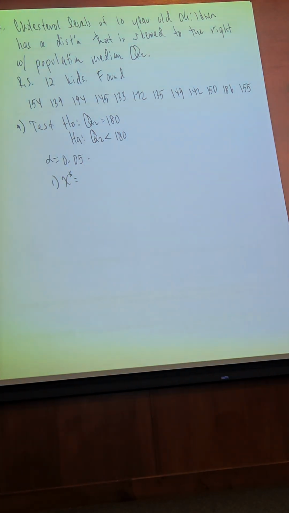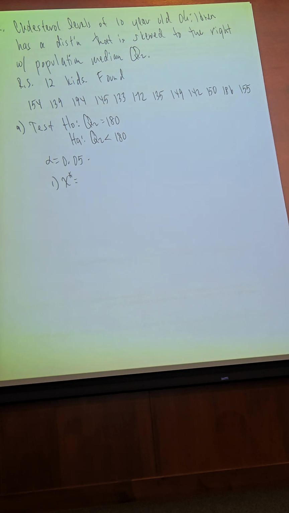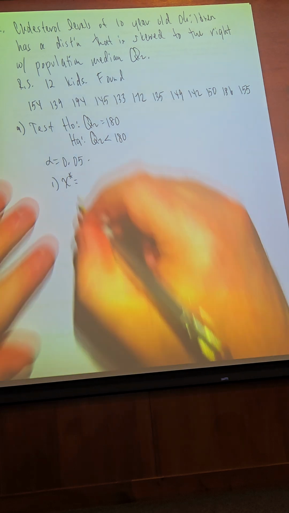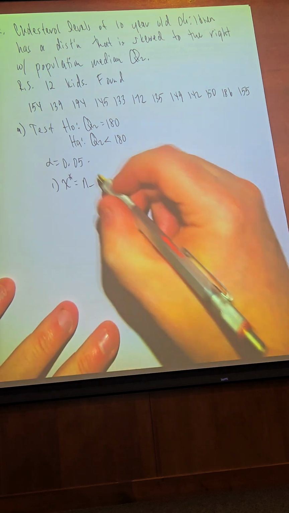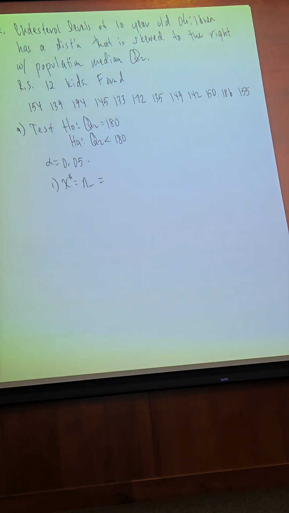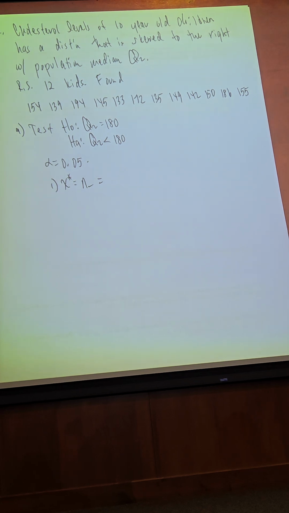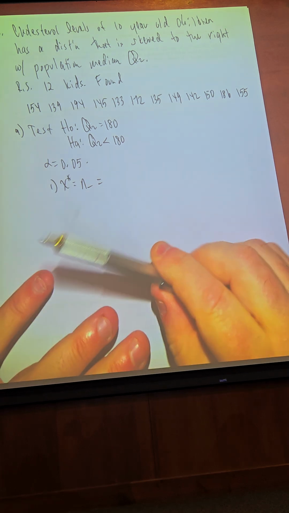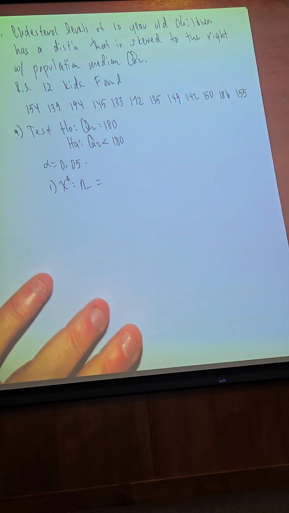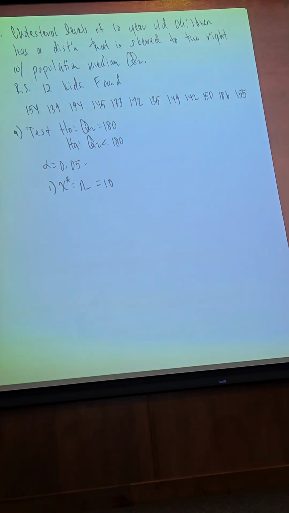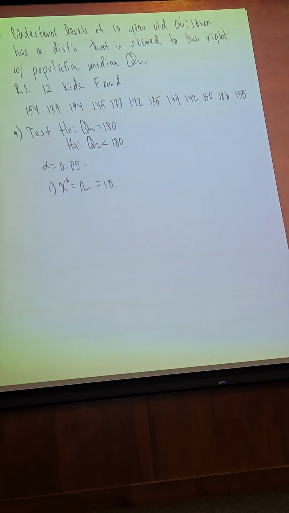I'm going to count the number of data values above or below the median. Remember, when I have less than, I'm going to count the number of data values below the median. So what is my test statistic in this case? It's the number of data points that are less than 180. Let me count. I think my test stat's 10. Do you guys agree? Okay.